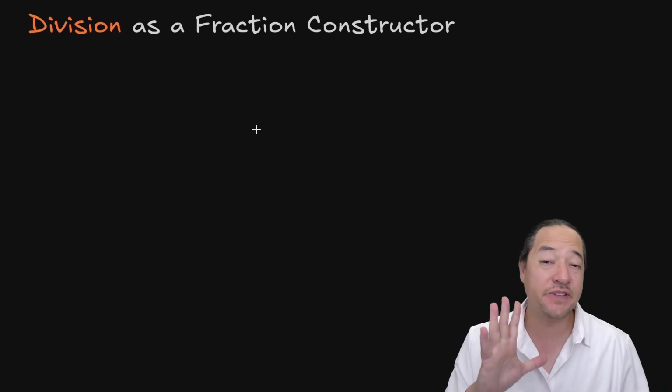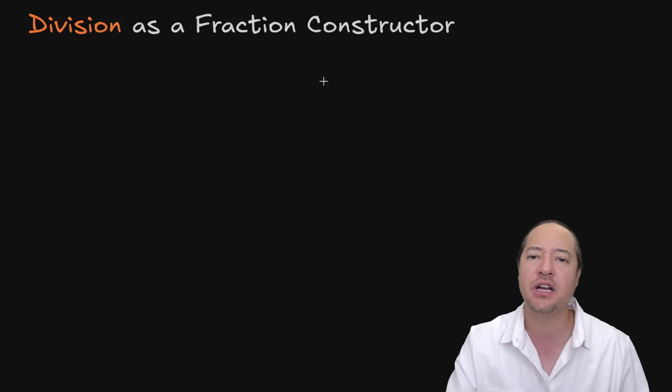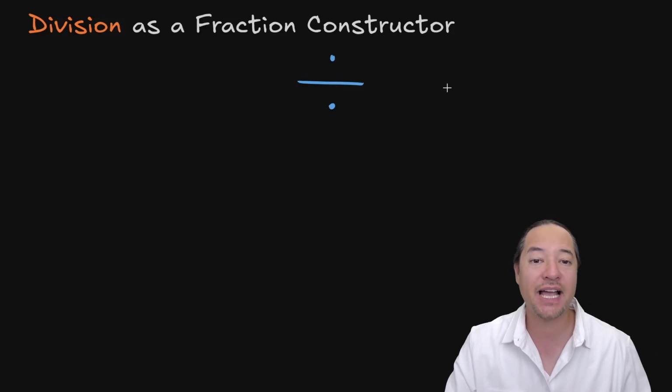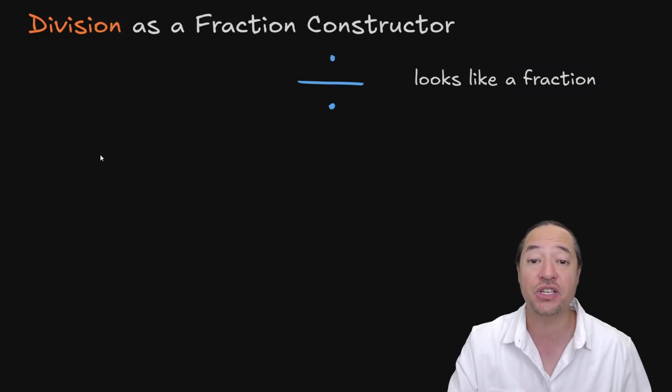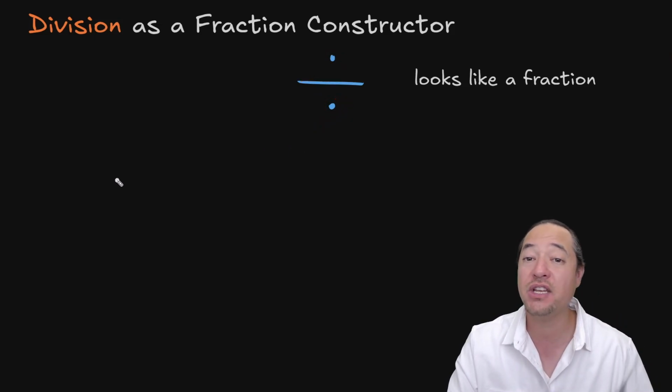I want to think about division as a fraction constructor. Okay, it sounds a little bit strange, but go along with me here. Let's actually just look at the division symbol first. Okay, so here's the division symbol. And to my eye, this symbol actually looks a lot like a fraction, doesn't it, right? So you can sort of imagine here that this dot is the numerator, this dot is the denominator, and here's the little bar that you'd use to build a fraction, right? So this symbol literally looks like a fraction, and we can use it as a fraction constructor.